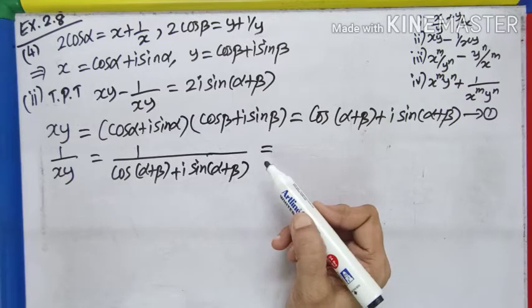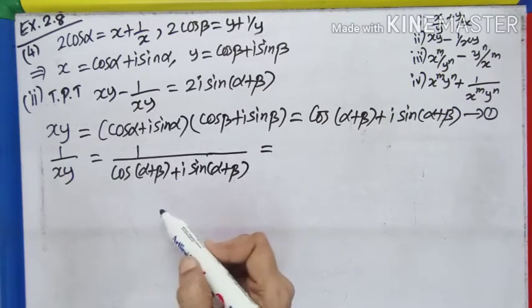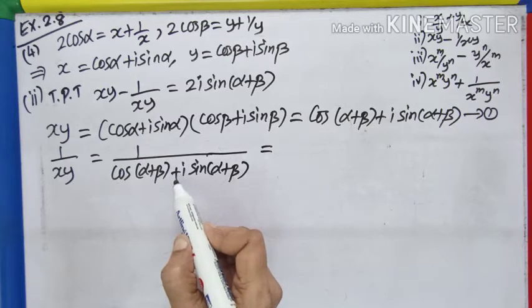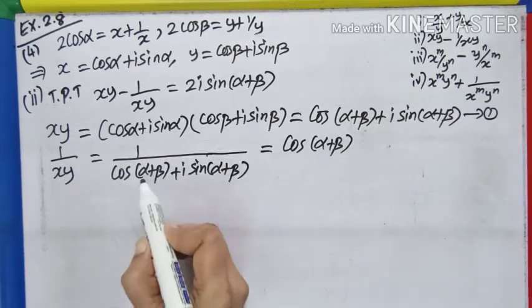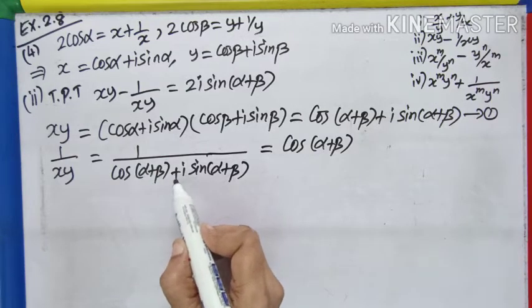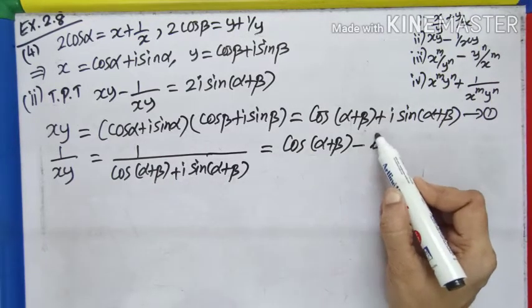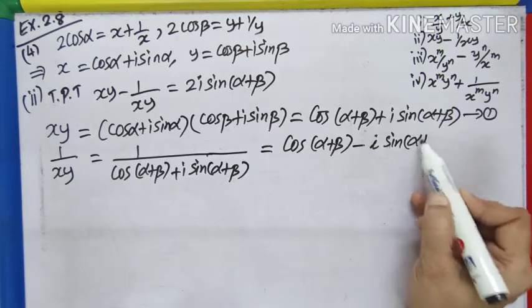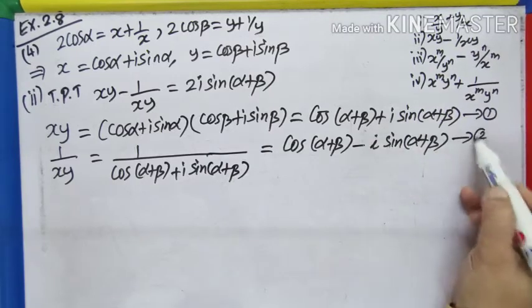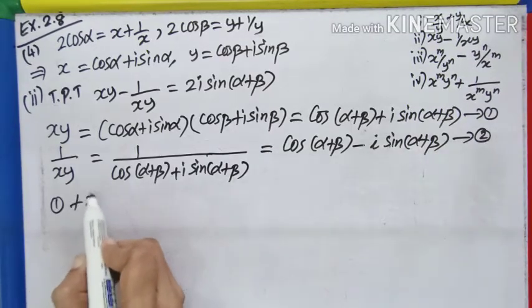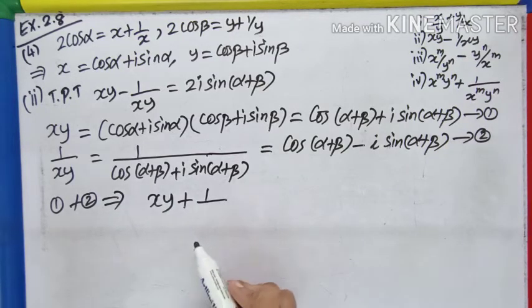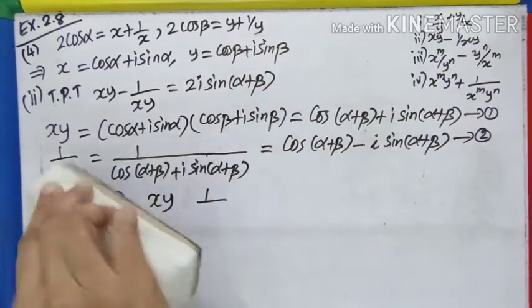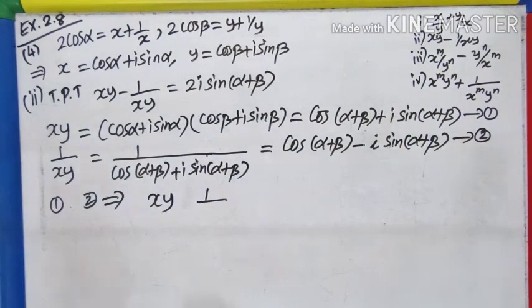And what is your result? Whenever I write reciprocal, the plus in the denominator will go as minus. Argument, there is no change. Only this plus i will go as minus i. Sin alpha plus beta. Call this as number 2. So what is 1 plus 2? xy plus, this question is minus actually. So we are going to subtract. So 1 minus 2.